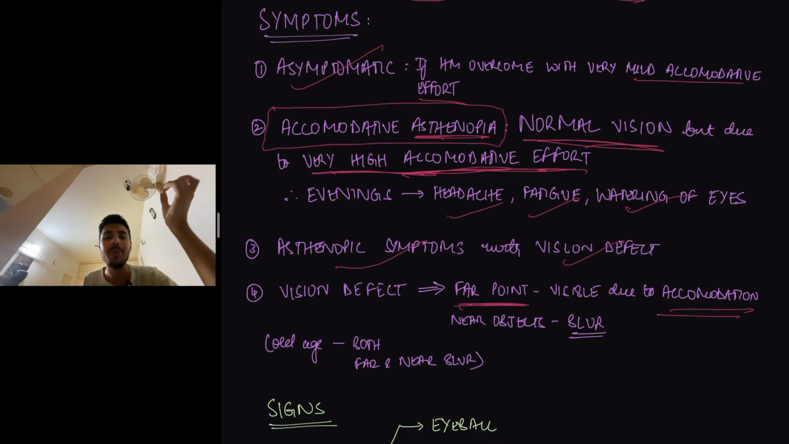With some amount of accommodation, the parallel rays of light are being focused onto the retina. But from near objects, the light rays are not parallel. You have diverging rays coming to the eye. So even after accommodation, they are not being focused onto the retina. They are being focused behind the retina. So near objects, the near point, becomes blur.